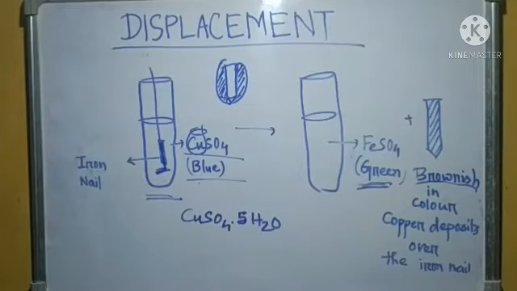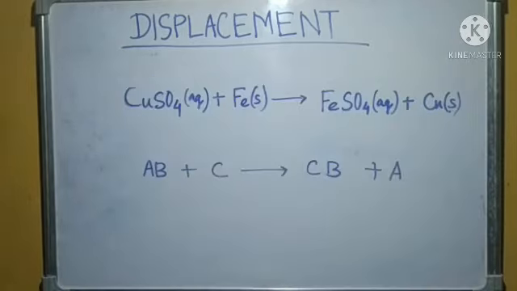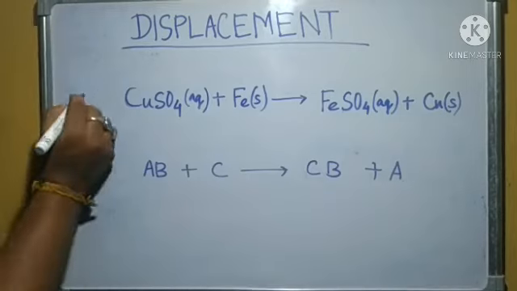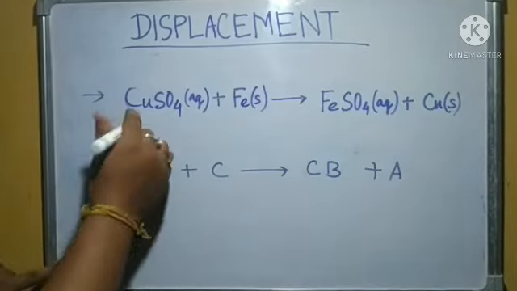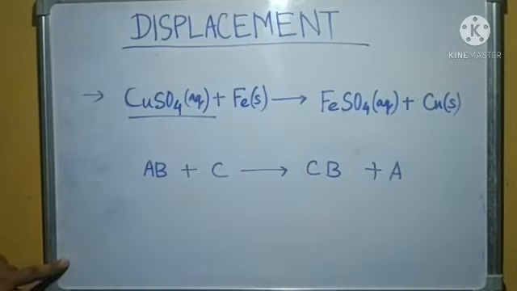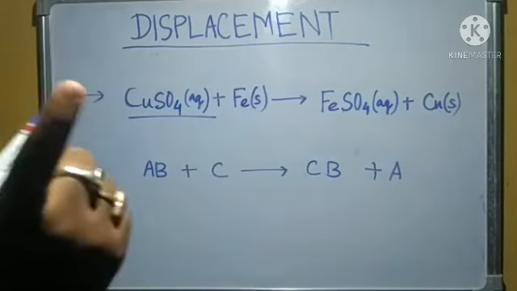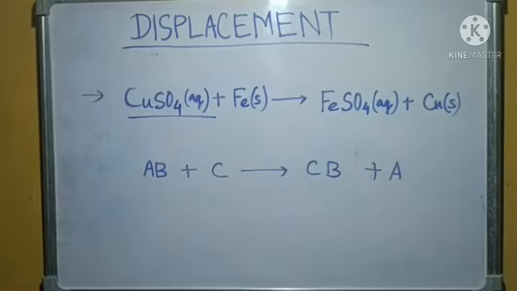Now we will try to write the reaction in terms of a chemical equation. We can write it in this way. Copper sulfate is in solution, that is, in the aqueous state. What was the aqueous state? I have already discussed that if any salt or chemical compound is dissolved in water, then we can say that the state of that particular chemical species is aqueous.